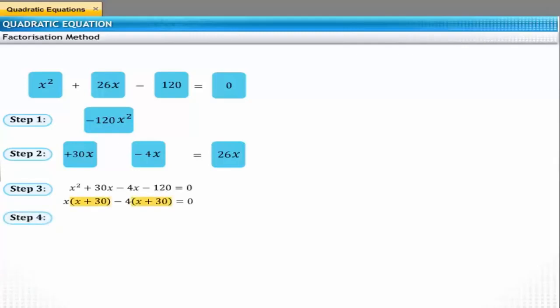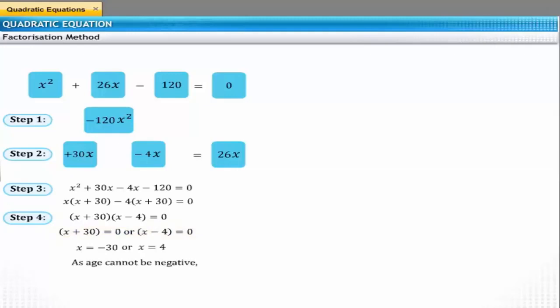Step 4. Take x plus 30 as the common factor from the equation. Your equation becomes (x plus 30) times (x minus 4) is equal to 0. Thus, the roots of the quadratic equation are minus 30 and 4. As a person's age cannot be negative, the solution to the problem is 4.